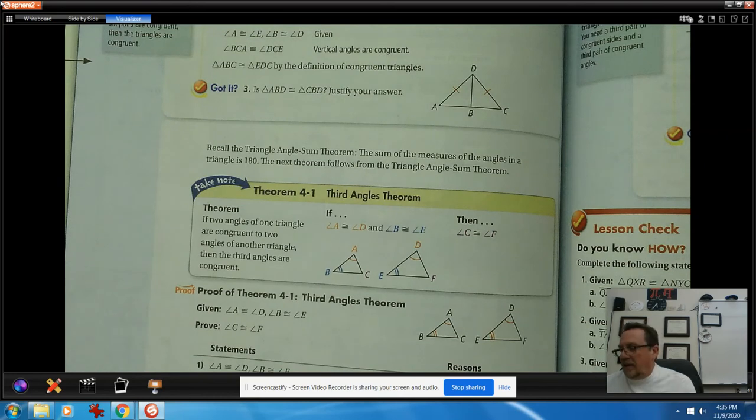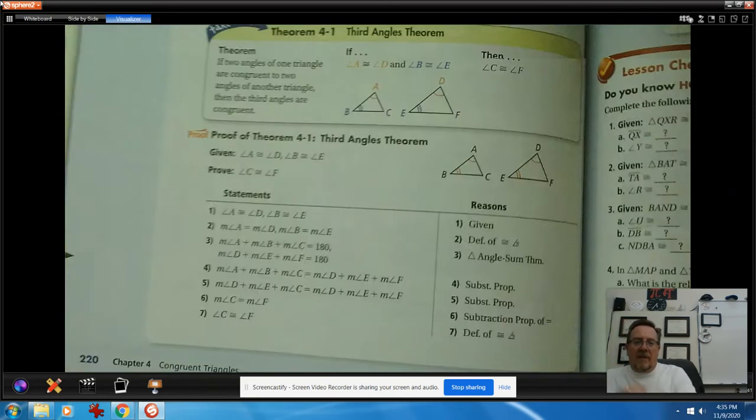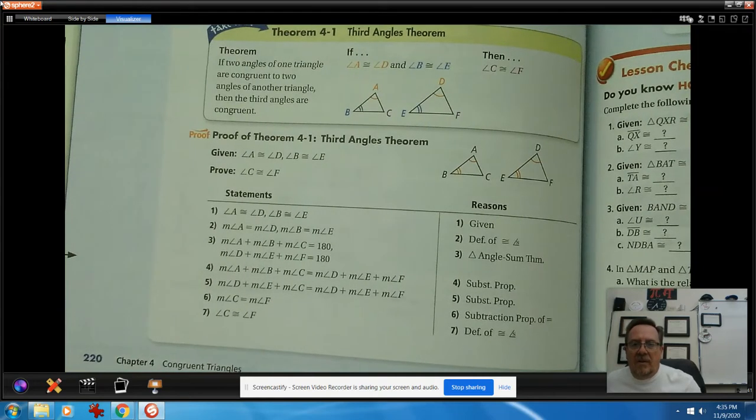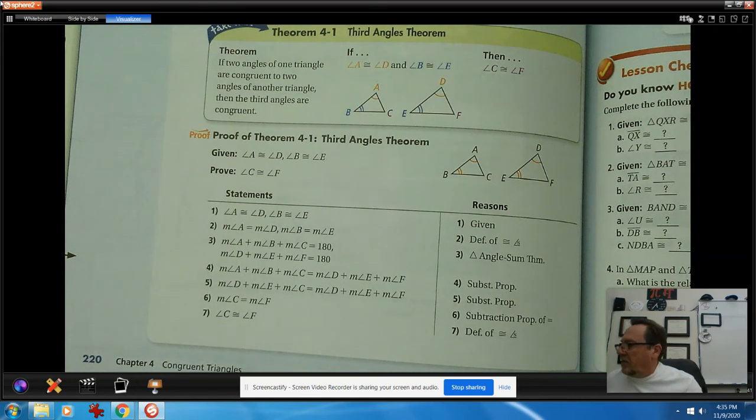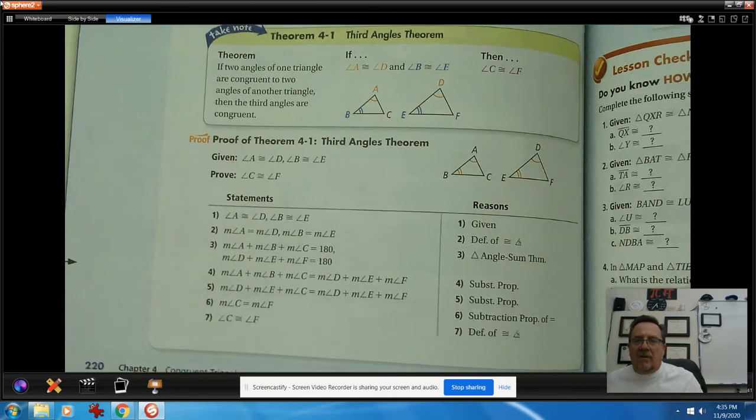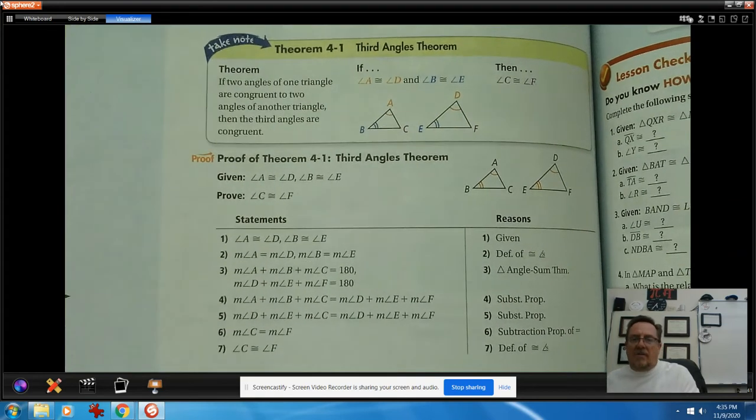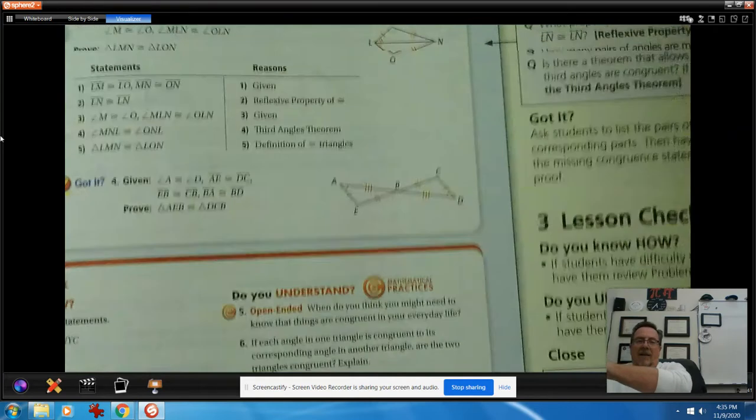Okay. And there's a nice proof in your book if you'd like to look through it, because I know you love proofs, that'll tell you without any shadow of doubt that that statement is true. If two angles in one triangle are congruent to two angles in another triangle, the third angles must be congruent as well. Because you know what? They add up to 180.